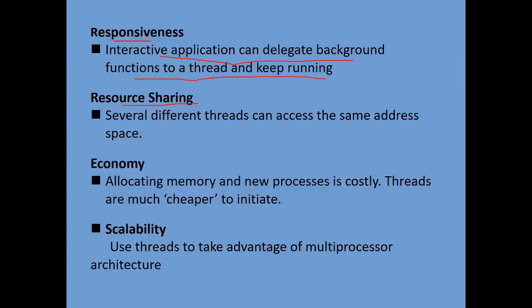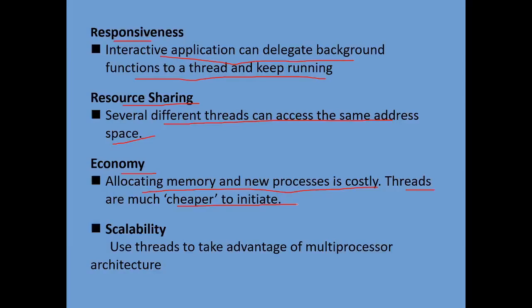Resource sharing. Several different threads can access the same address space. So whatever memory and resources are allocated to a particular process, the threads use the same resources and address space. Economy. Allocating memory for new processes is costly. Threads are much cheaper to initiate.